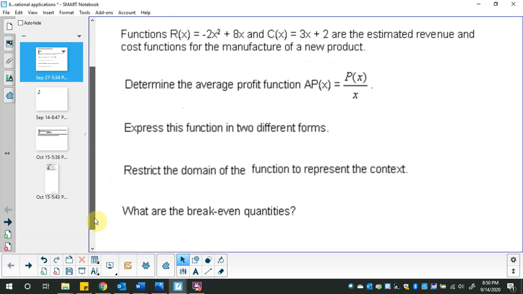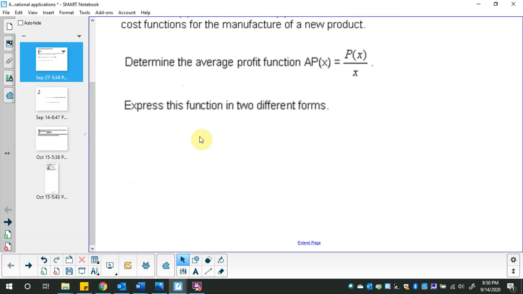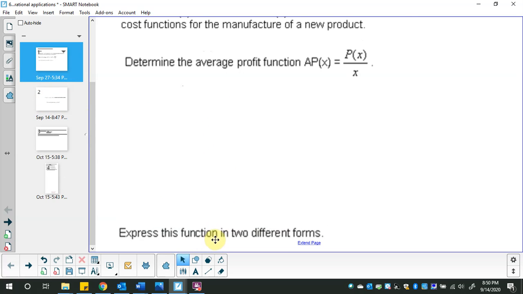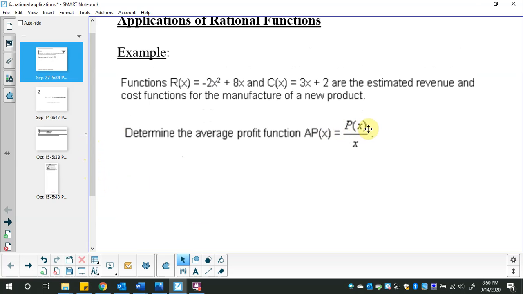I am going to assume that I'm going to need extra room, so I'm going to take this question and this question to the next page and move this one down so that we can talk about determining the average profit function, AP at x, and the formula for that is P at x over x.